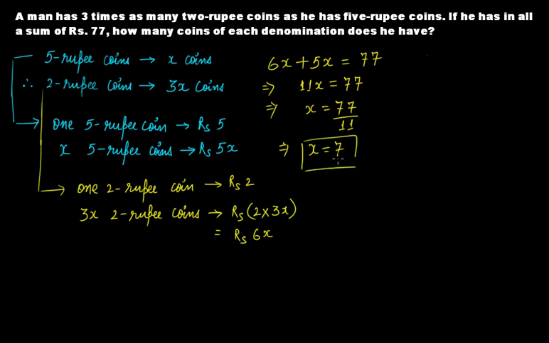X comes as 7, so it means here we have assumed that let the quantity of 5 rupee coins be x coins, so the total quantity of 5 rupee coins is 7, and therefore the total quantity of 2 rupee coins will be 3 times 7, that is 21 coins. So the man has total 7 five rupee coins and total 21 two rupee coins.